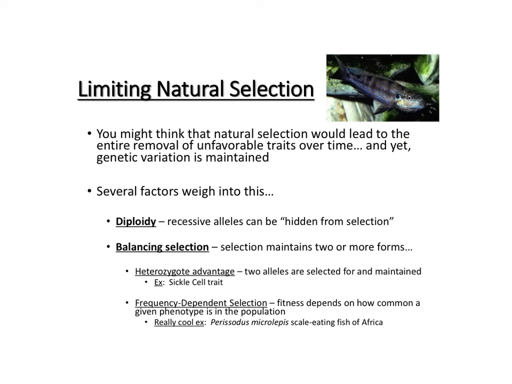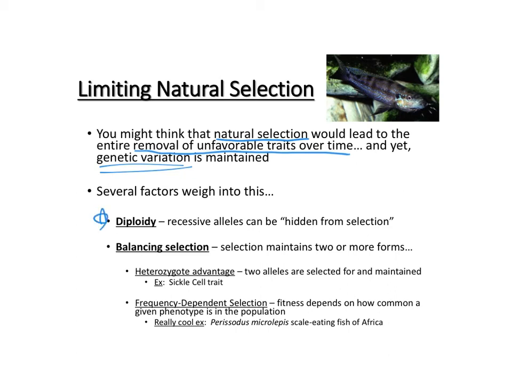Now, there are a couple things we need to talk about at the end here, which are limits to natural selection. A lot of people have suggested before that natural selection should lead to the removal of unfavorable characteristics. And yet, we don't see that, right? Sometimes we do, but not always. We continue to see genetic variation. And there's a lot of reasons for that, right?